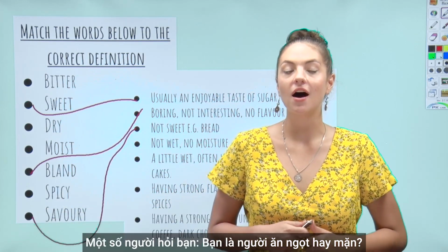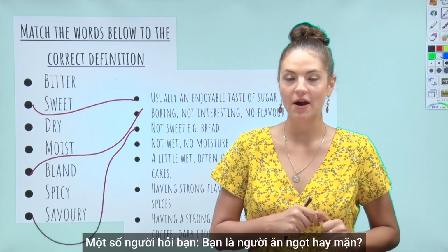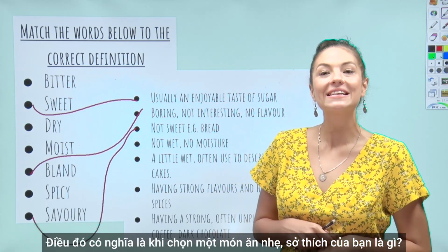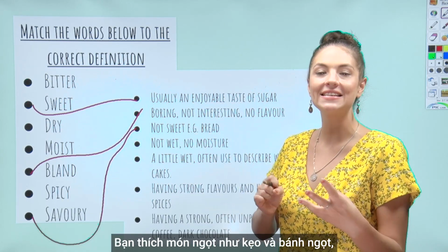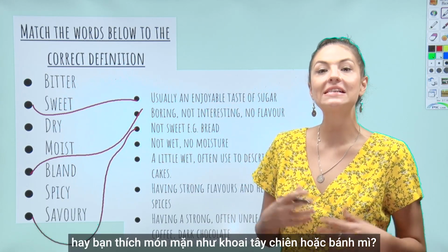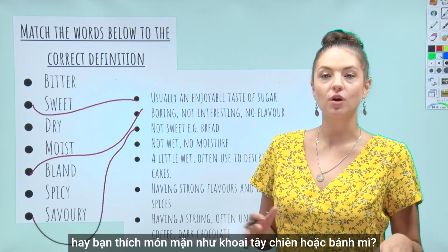So, some people will ask you, are you a sweet or savoury person? And that means when picking a snack, what's your preference? Do you like something sweet, like candies and cakes? Or do you like something savoury, like potato chips or bread?